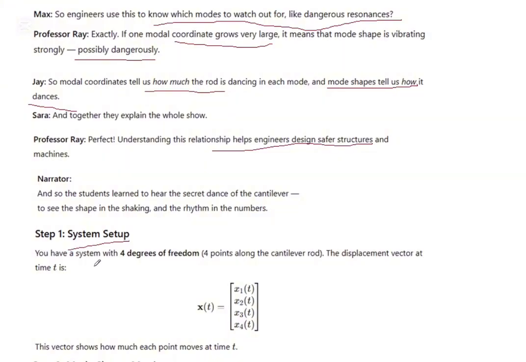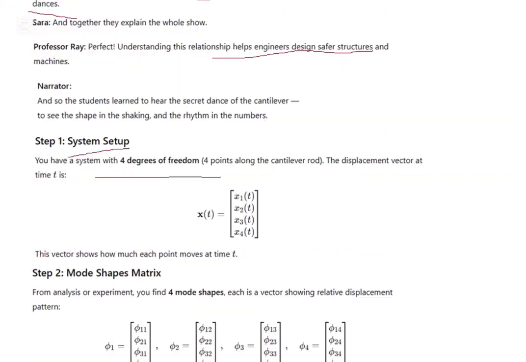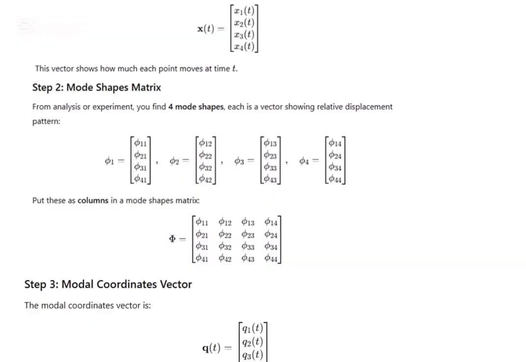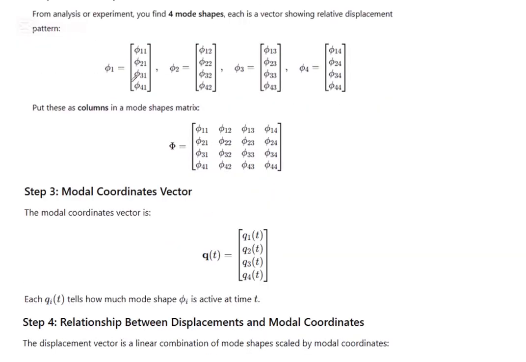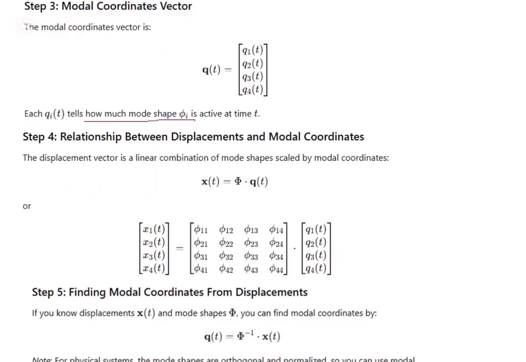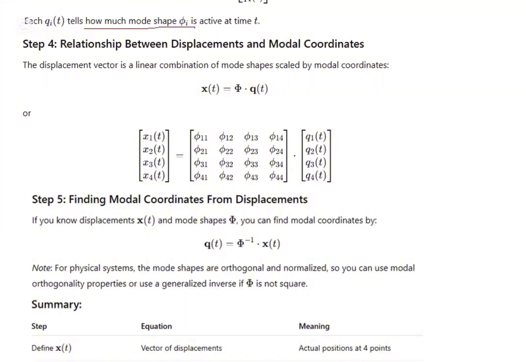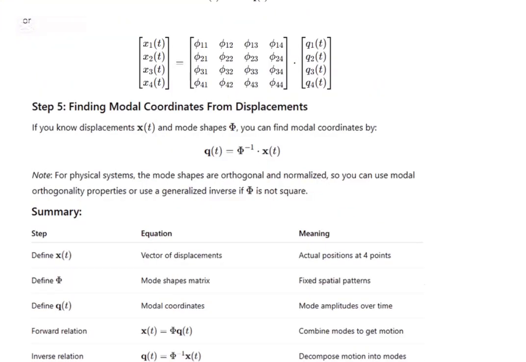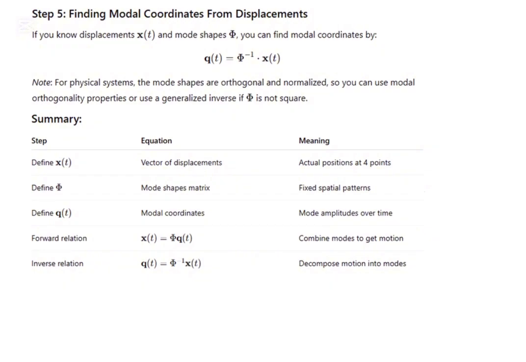Set up the system: say you have 4 degrees of freedom, with displacement vector x. This vector comes from the mode shape matrix, phi 1, phi 2, phi 3. This is the mode shape matrix. Each column is a mode shape. The modal coordinates vector is q of t equals q1 of t, q2 of t, and so on. Each q_i of t tells how much that mode shape is active at that point of time. This is the relationship between displacement and modal coordinates.